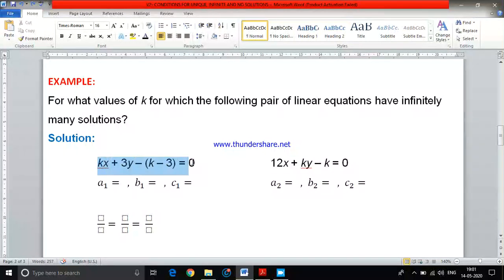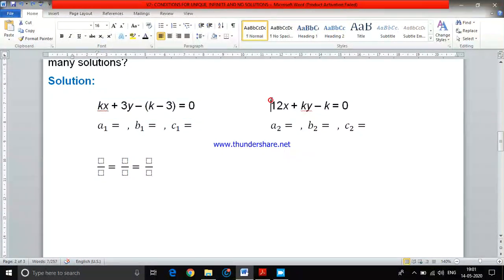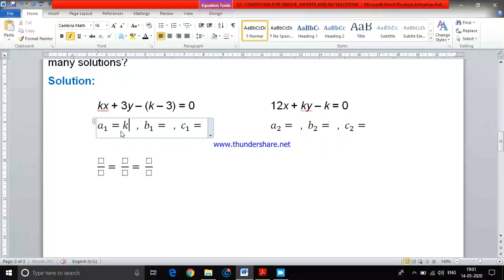The first equation given is kx plus 3y minus (k minus 3) equals 0. And the second equation is 12x plus ky minus k equals 0. Now first let me write what the a1 value is. A1 is the coefficient of x, that is k. B1 is the coefficient of y, that is 3. C1 is the constant term.